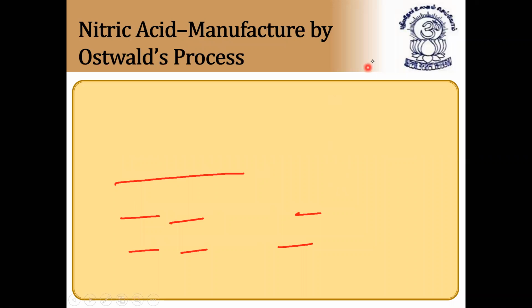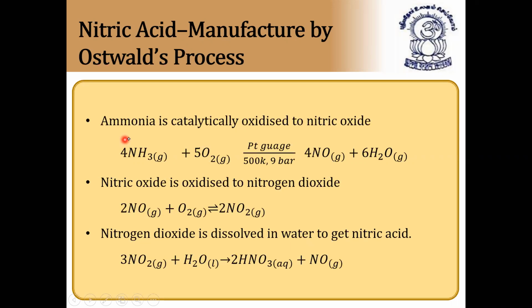Next, nitric acid by Ostwald process. This is very important for the examination. Ostwald's process of preparation of nitric acid. Ammonia is catalytically oxidized to nitric oxide. When ammonia is treated with oxygen in the presence of platinum gauze at 500 kelvins and 9 bars pressure, it forms nitric oxide and water.